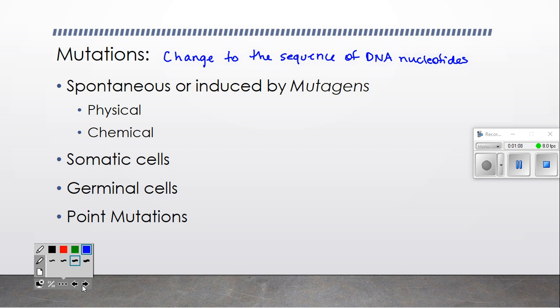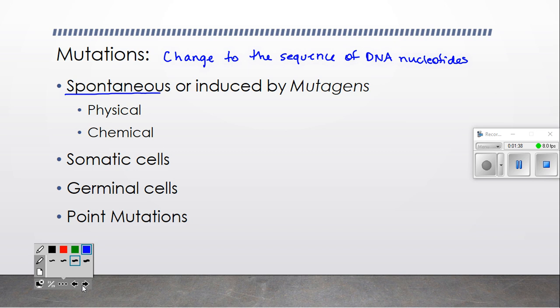Now mutations, so changes to the sequence of DNA nucleotides, can be spontaneous. Spontaneous means they just happen. Nothing drastic caused them. You weren't struck by lightning. You didn't fall in a vat of radioactive waste. They just happened. They happened because when DNA replication was occurring or during meiosis, a mistake got made. Something happened and the order of nucleotides changed just slightly.